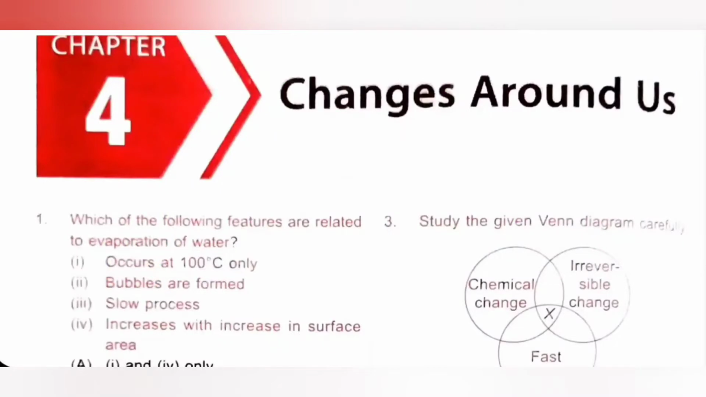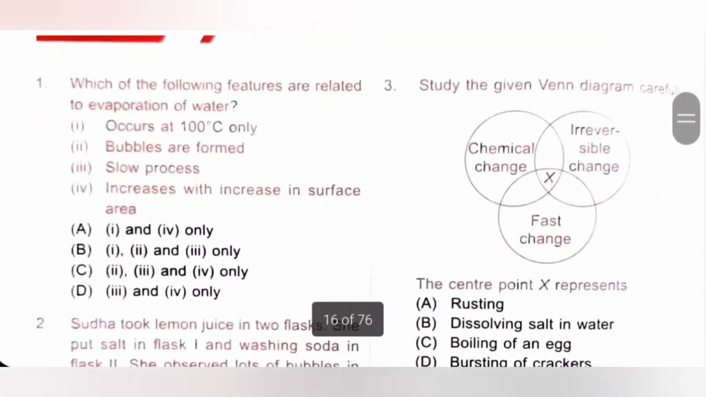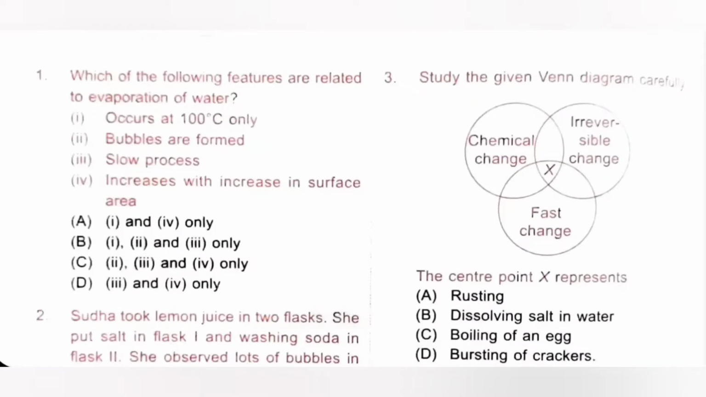In this video, we are going to see Chapter 4, Changes Around Us, from the National Science Olympiad NSO MTG Workbook of Class 6. First one, which of the following features are related to evaporation of water? 1. Occurs at 100 degrees Celsius only. 2. Bubbles are formed. 3. Slow process. 4. Increases with increase in surface area.